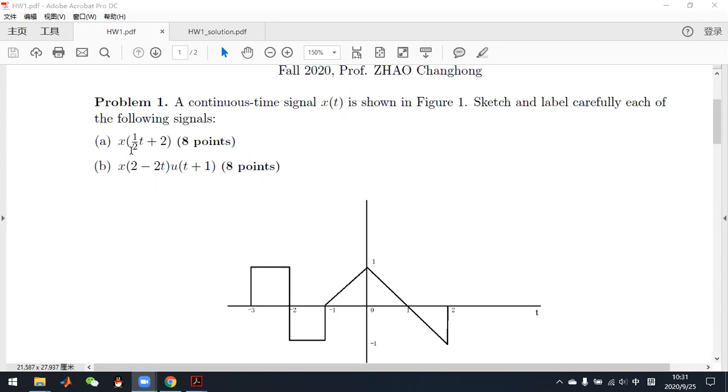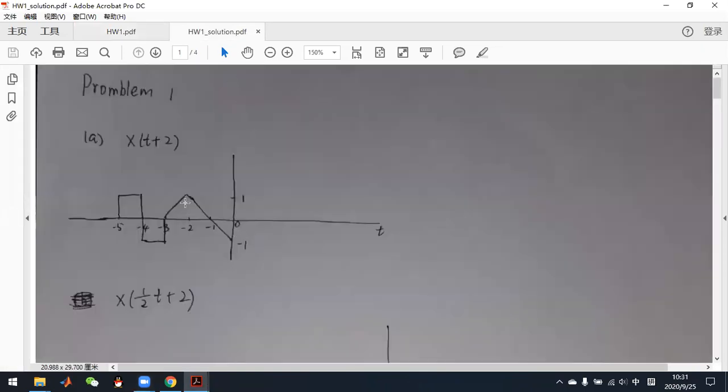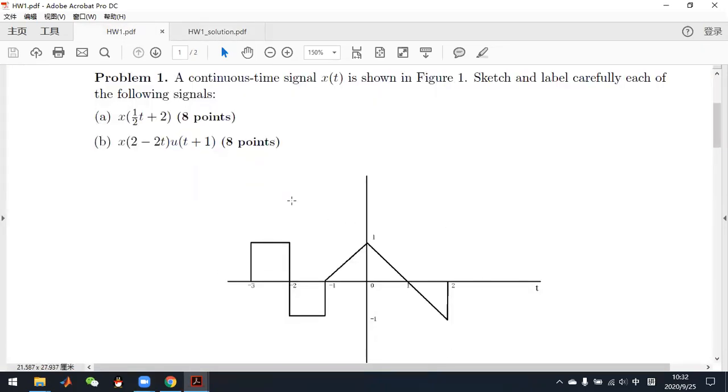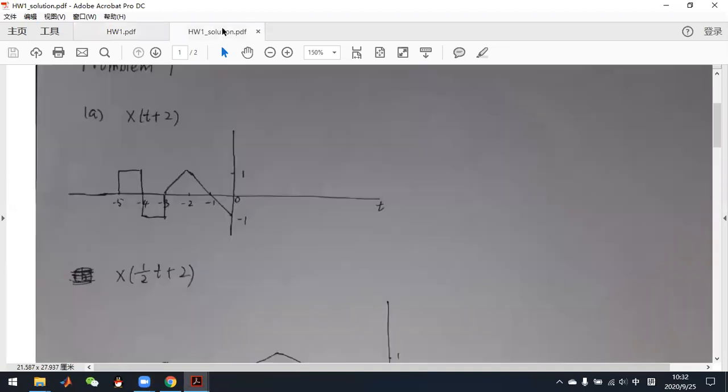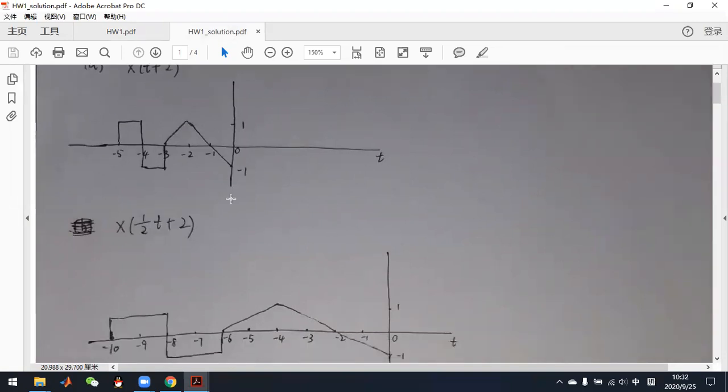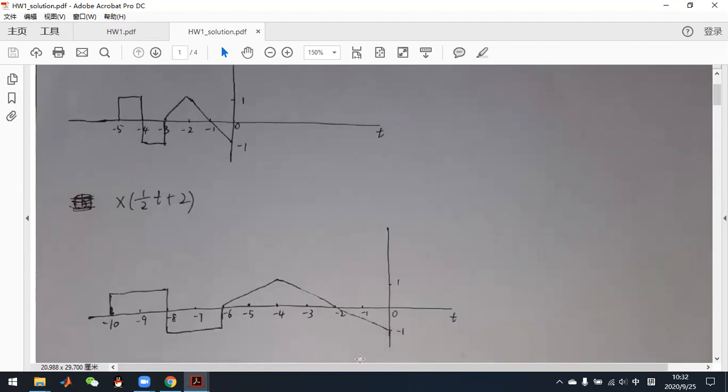First, we need to do the time shift, from x of t to x of t plus 2. Let's look at this slide. We just shift the x of t to the left by 2 units, then we have x of t plus 2. It is like this. And then we do the time scaling. From x of t plus 2 to x of 1 over 2 t plus 2, we stretch the signal twice, then we have this figure.